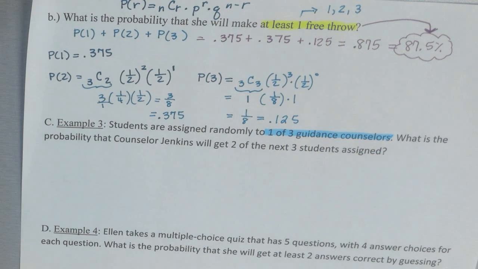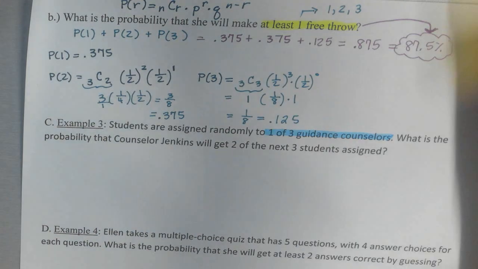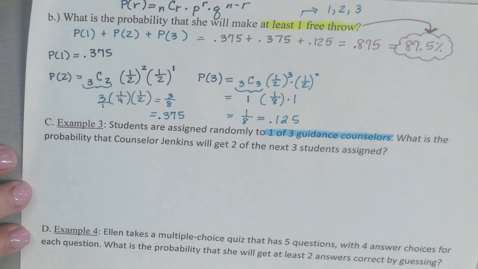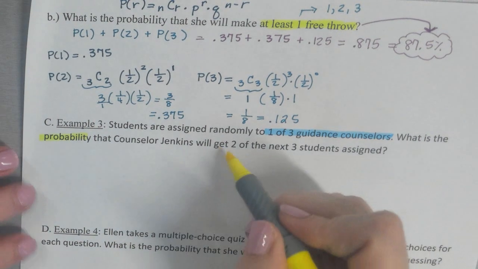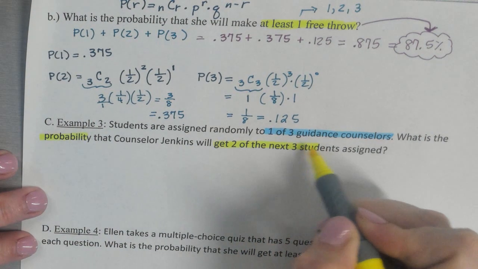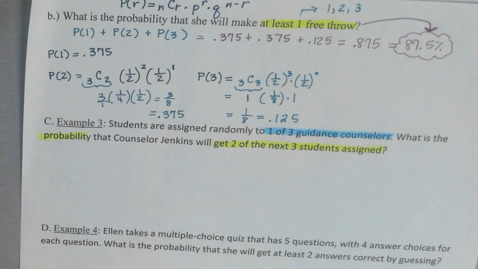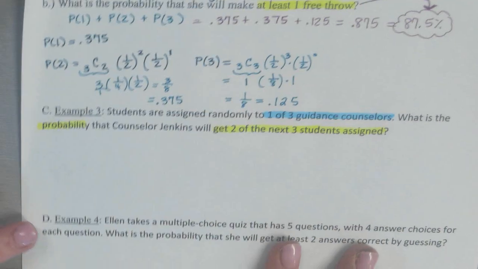What we have to find out is the probability that Counselor Jenkins will get 2 of the next 3 students assigned. I should have put Ms. Crunchfile and Mr. Laffer in there. More relevant.